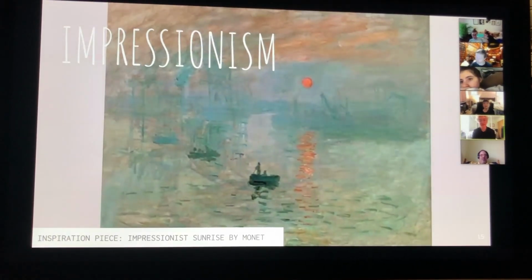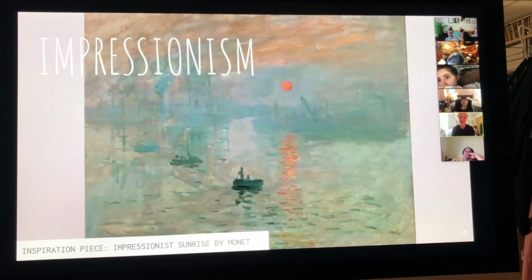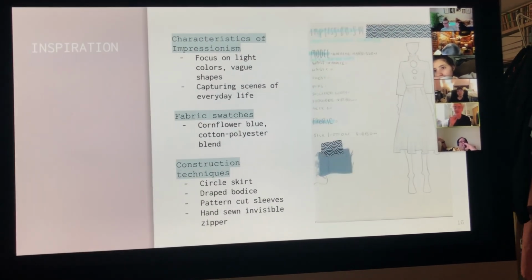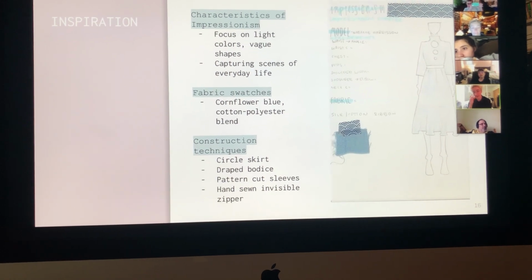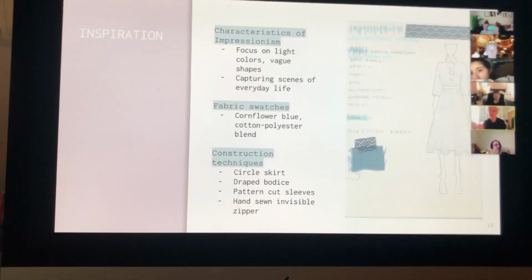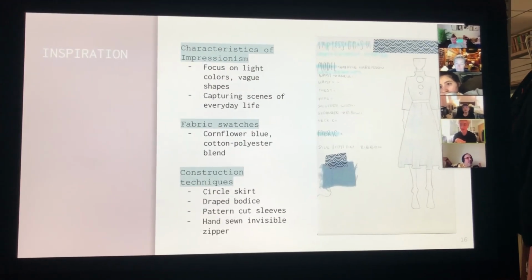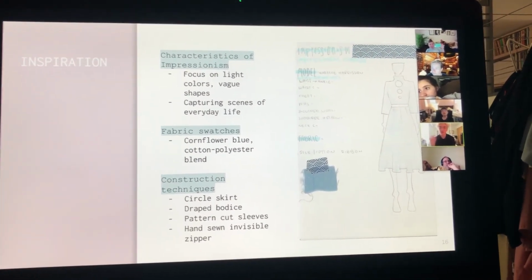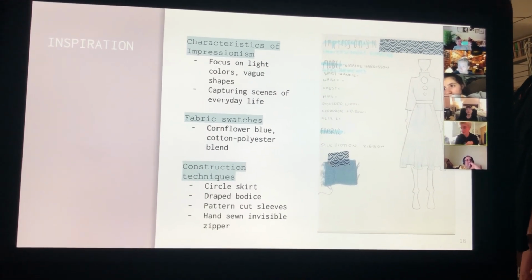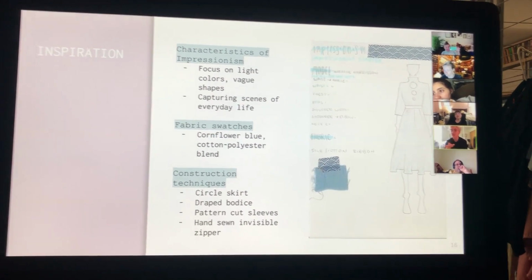Impressionism. This is Impressionist Sunrise by Monet. It's very Monet, very focused on light and colors and vague shapes and capturing scenes of everyday life. This was the first dress I made, so it has a lot of technical difficulties, and more than the other pieces. It has a circle skirt, which is just a skirt. You just fold a piece of fabric up, cut a circle, and then it looks like a circle. And it's a very easy, flowy skirt to make.